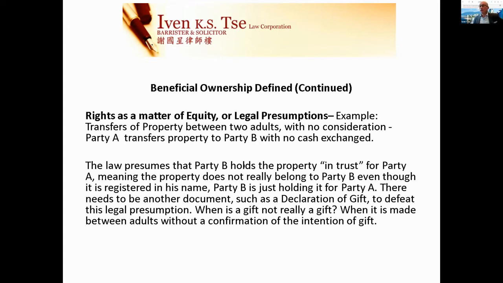Rights as a matter of equity or legal presumptions. For example, transfers of property between 2 adults in BC with no monies exchanged. It's presumed that the person who received the property is holding it in trust for the person who gave it to them if they're an adult. There has to be something else if you want it to be a gift, to confirm it's really a gift and not just something held in trust, such as a declaration of gift. So when is a gift not really a gift? When it is made between adults without anything confirming that it is meant to be a gift.